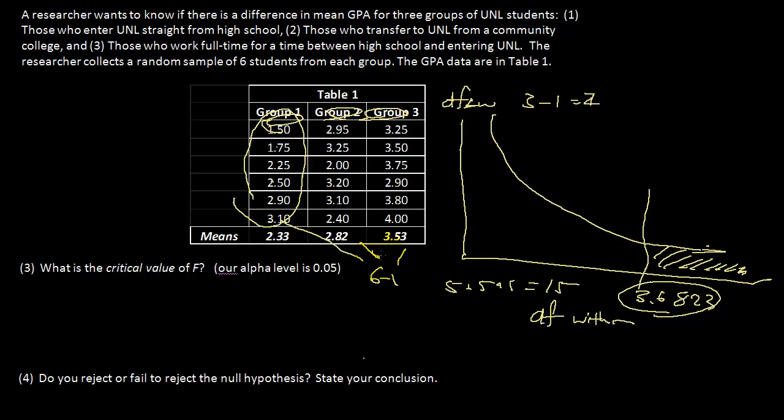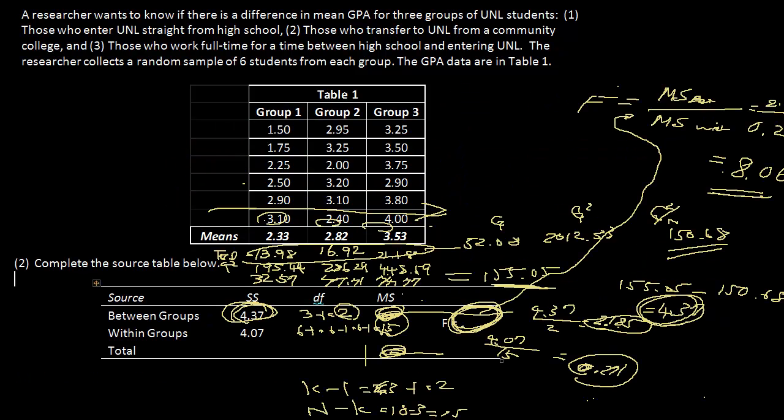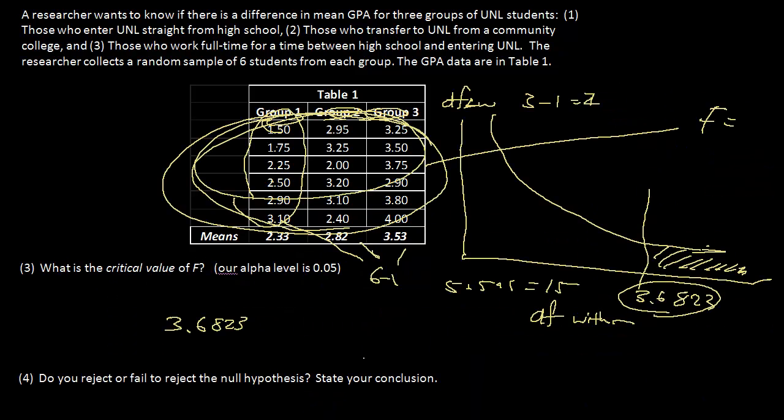Well, let's see. The critical value is 3.6823, and the F statistic we got from this was, let's look at the previous, okay, F was 8.06. So 8.06, which was maybe here.